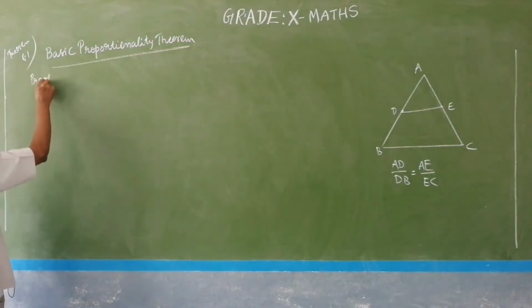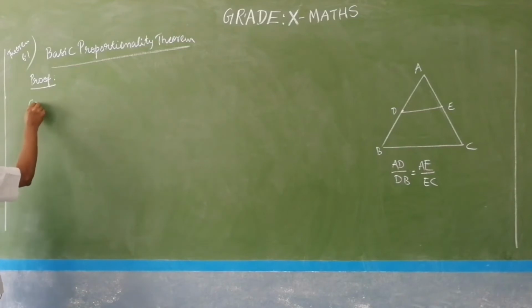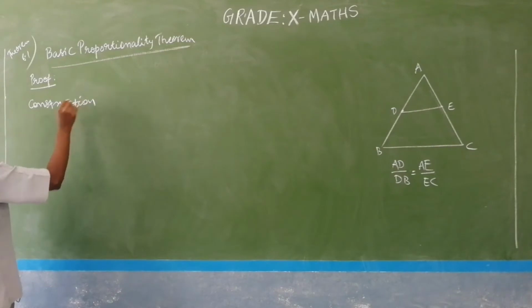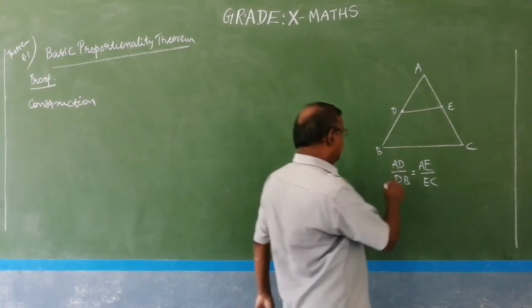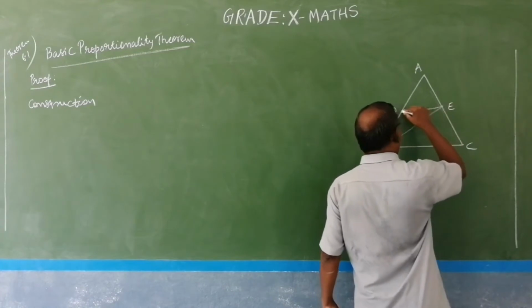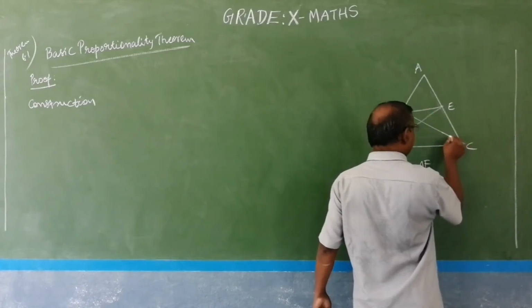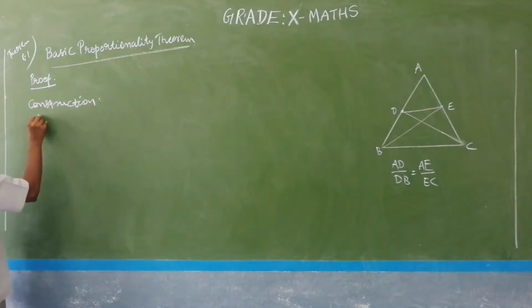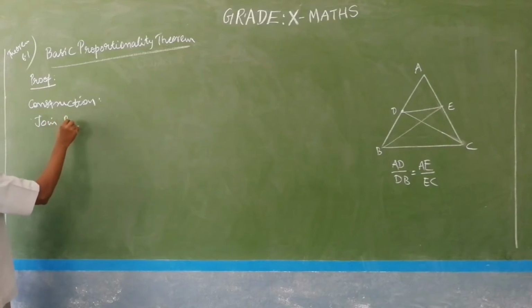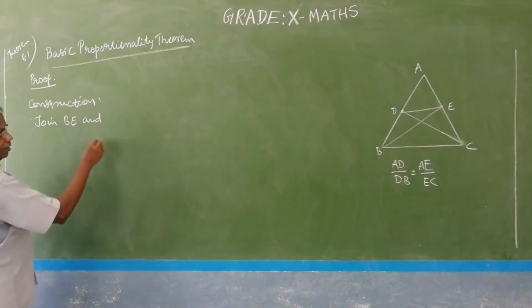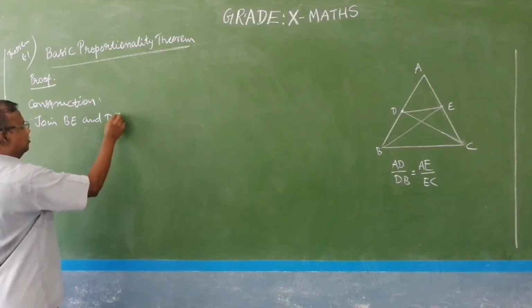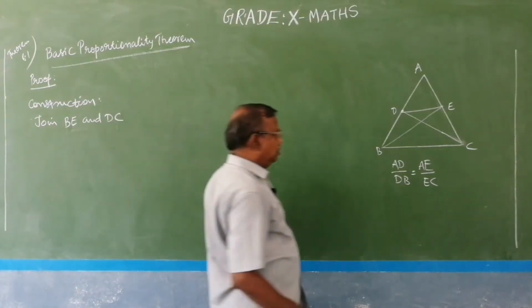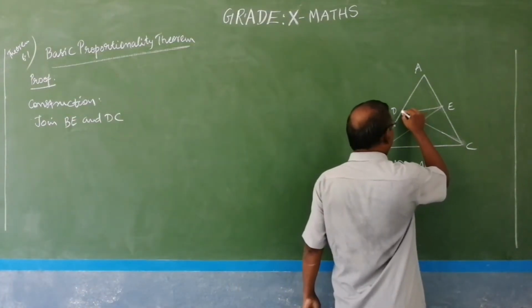Let me start with the proof. First one, construction. We have to construct in order to prove this. Join BE and DC. And also draw perpendicular DM to AC.